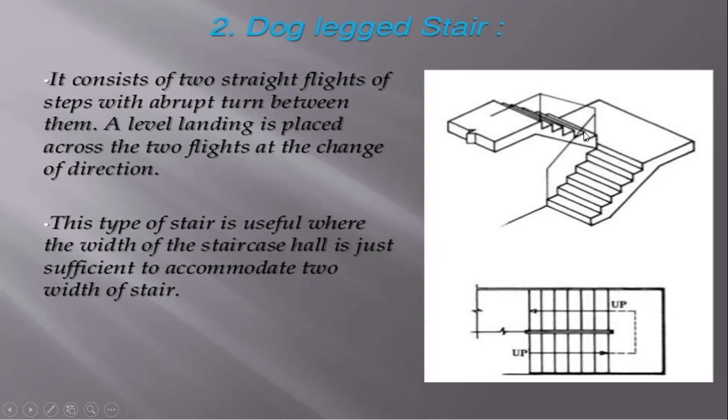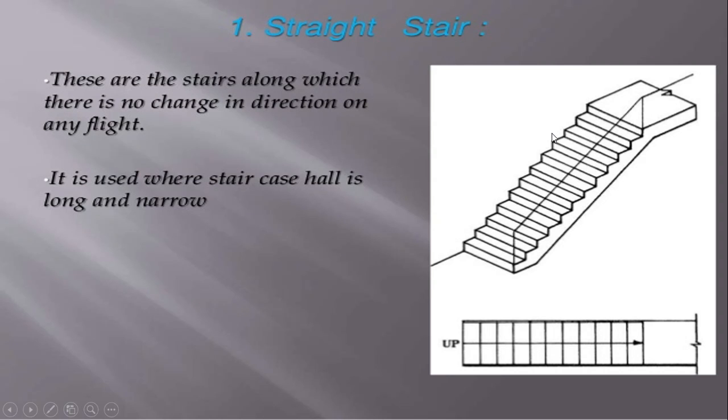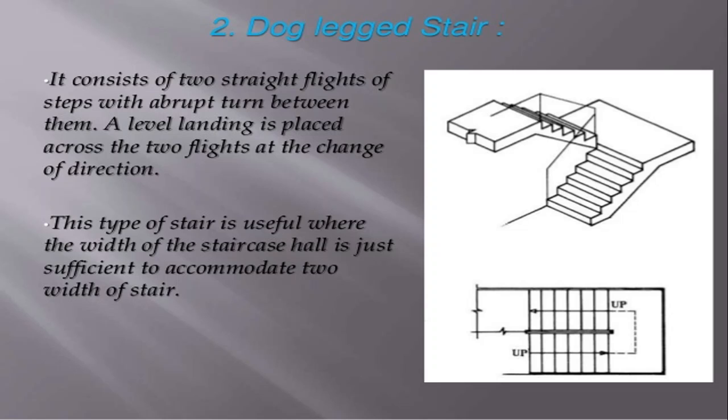So according to your dogleg staircase, it consists of two straight flights. See, for this staircase, you are having one flight, and in this staircase you are having one flight. But in the single straight staircase, you are having only one flight. Only one straight flight is there, which is connected to the top of the another floor.